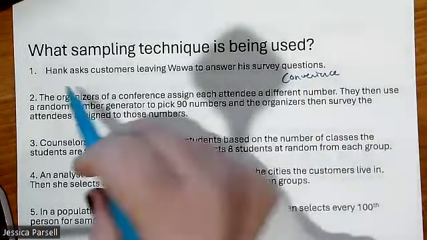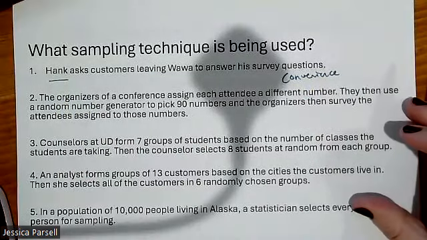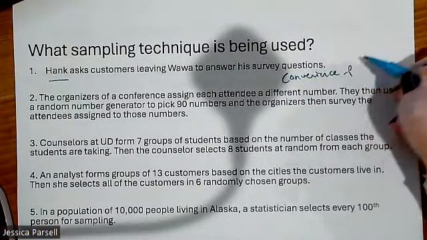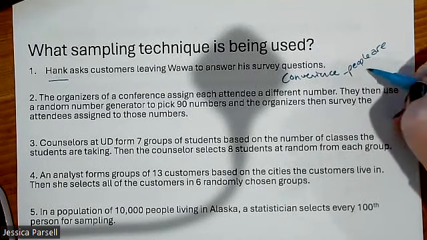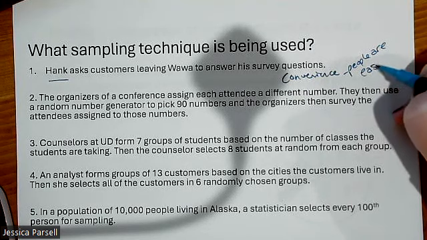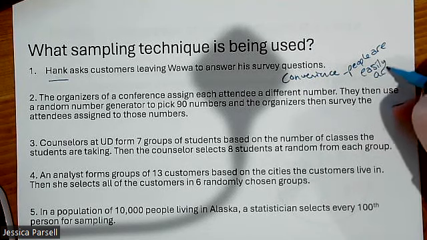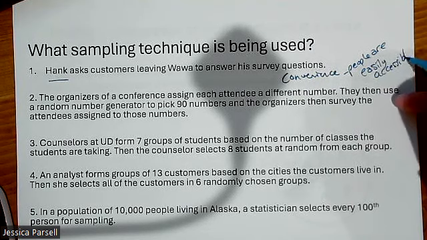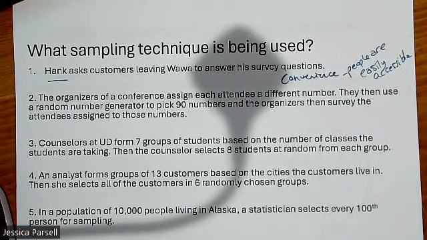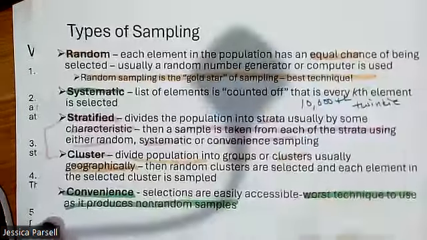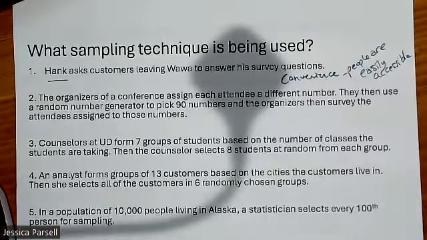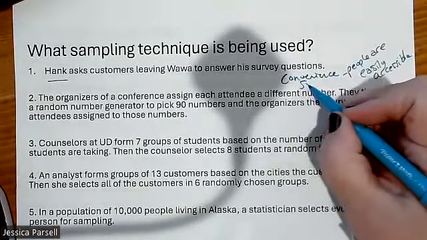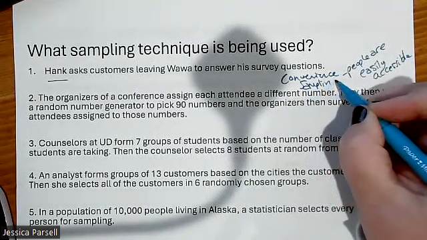It's definitely convenient for Hank, right? People are easily accessible, just coming in and out of Wawa. Easily accessible. Okay, so that's one of the characteristics of convenience, is that selections are easily accessible. So that's convenience sampling. Okay.